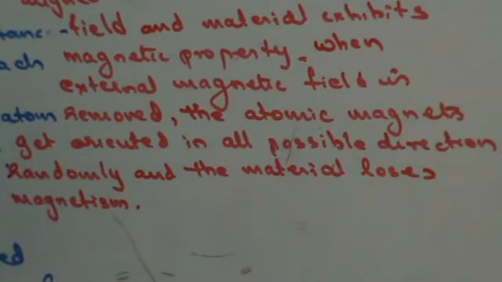Now, it is found that the tendency of alignment of the atomic dipole magnet in the direction of the field increases when the field is applied. That means when an external magnetic field is applied, all the small tiny atomic dipoles will get aligned in the direction of the external magnetic field. Fine, do you get this in here?